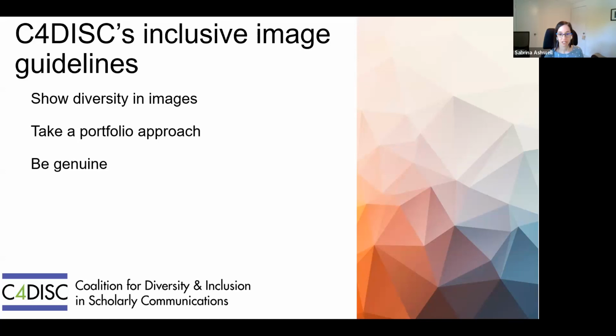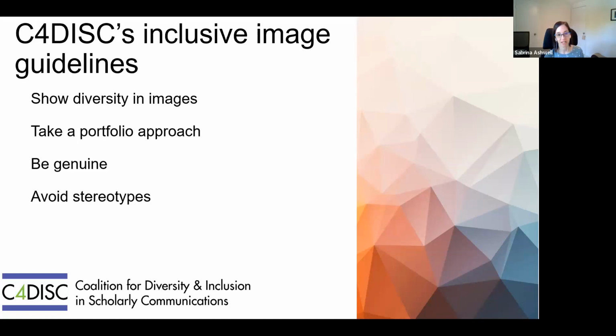An important point is to be genuine in the images you show. So you want to ensure you're not just being performative and not, for example, showing an image showing diversity in one prominent location, but nowhere else. And that kind of goes back to the portfolio approach. And part of being genuine is pairing the guidelines with policies that enforce a commitment to inclusion, equity, and diversity.